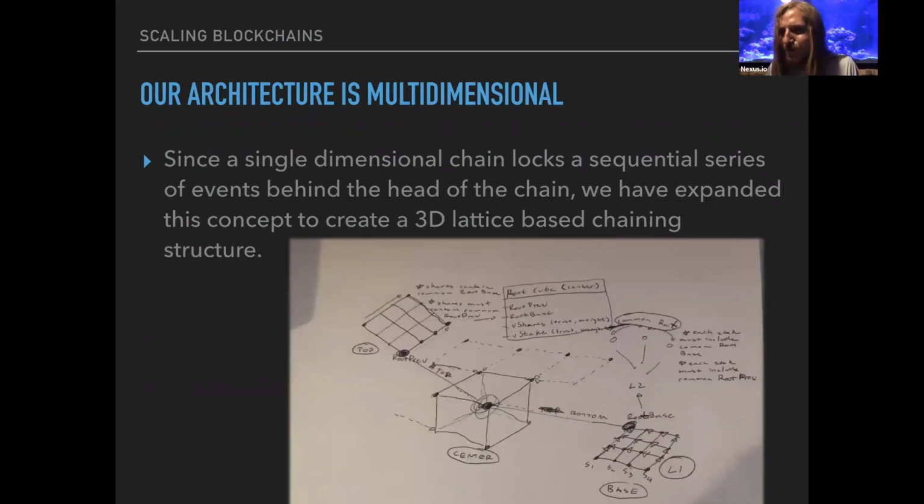So our architecture is multidimensional, right? This is where we start getting multidimensional. A single dimensional chain locks a sequential series of events behind the head of the chain, okay? We've expanded this concept into creating a 3D lattice-based chaining structure. As you can see in the below diagram, there's that center root cube. Think of that as the very center. Think of the 3-dimensional block as like a Rubik's cube, okay? You got your 3 and your 3, and you got that very center cube, okay? And based on perspective, that center cube can project into the other corner, right? The topmost corner and the backmost corner in the center. So that creates this chaining through the layers in this way.